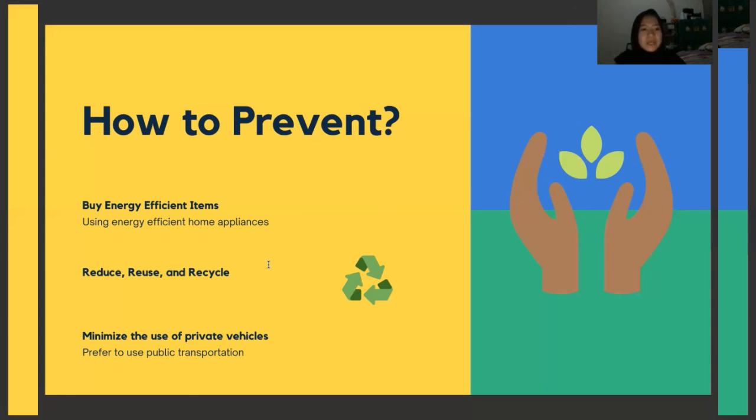And the last is minimize the use of private vehicles. In this case, we should prefer to use public transportation, and we can also walk and cycle because besides saving on gases, walking and cycling are healthy exercise for us.